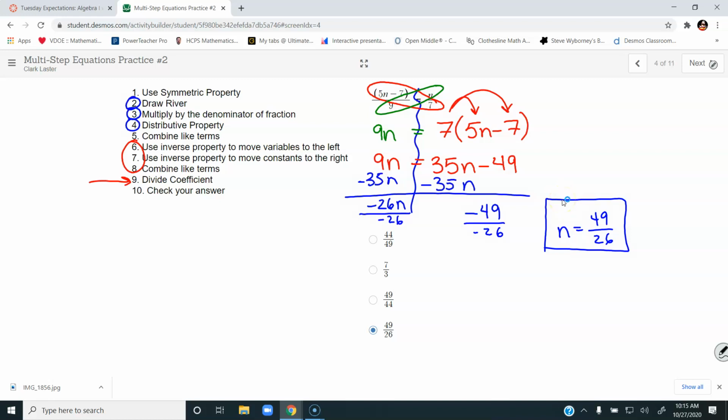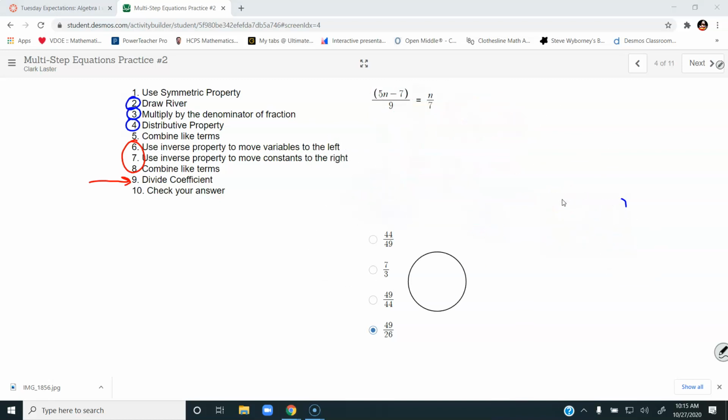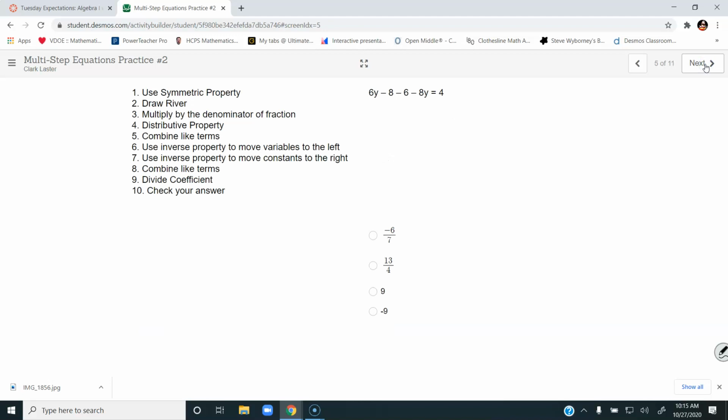So, let's go ahead and go to the next problem. Number 5. Number 5 shouldn't be a terribly hard problem. We're going to start at the drawing the river. I don't believe there's any multiplying by the denominator or the distributing property, but I do need to combine like terms. All right, I need to combine like terms, and then I will do my steps 6, 7, and 8, and I will divide by the coefficient. Okay?